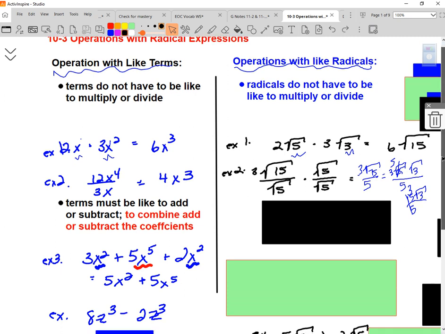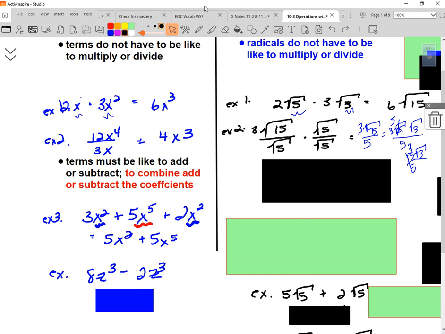Exactly. So for this example, 8z cubed minus 2z cubed, both of those are like terms, so we just subtract the coefficients. 8 minus 2 is 6. When you add or subtract them, the exponent on the variable is never going to change. So that would be 6z cubed.